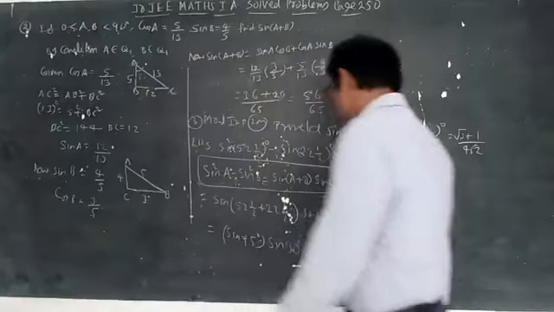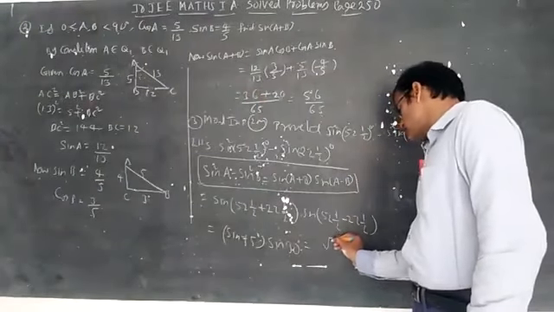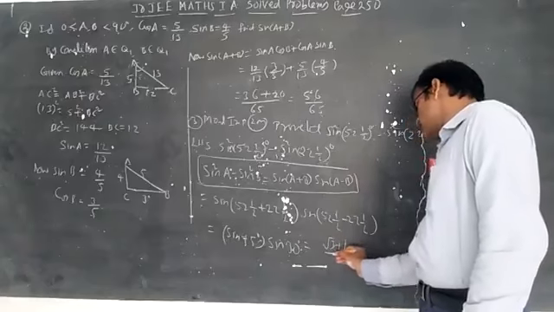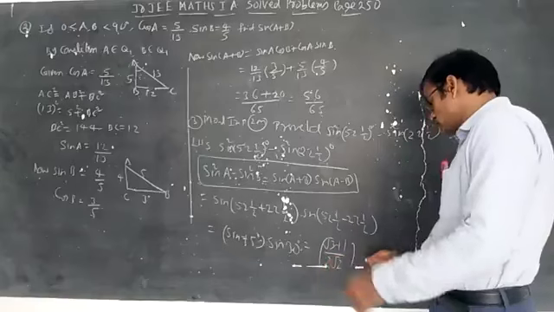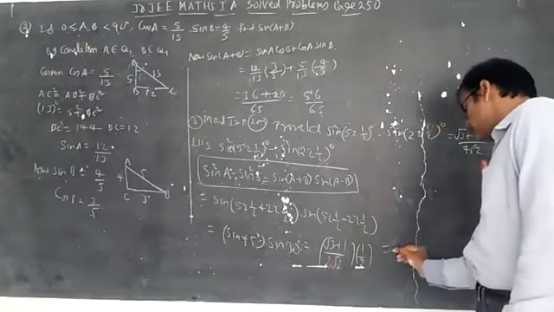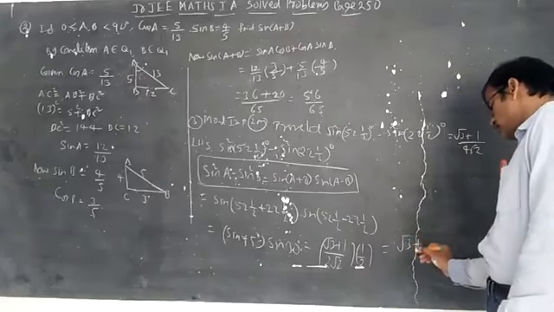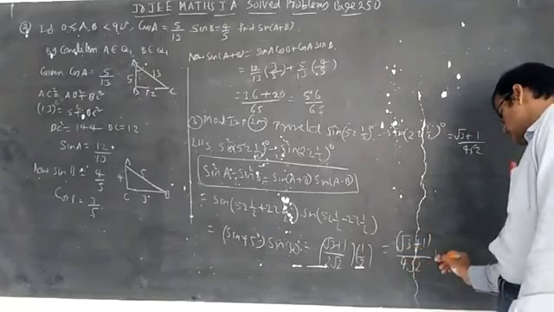Yesterday I said the values of sine 75 and cos 15 are both equal. The value is root 3 plus 1 by 2 root 2. You have to remember the value. This into sine 30 value 1 by 2. Multiplying numerator and denominator, it is root 3 plus 1 by 4 root 2. This is our answer.